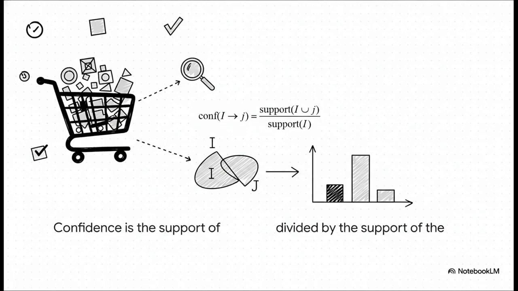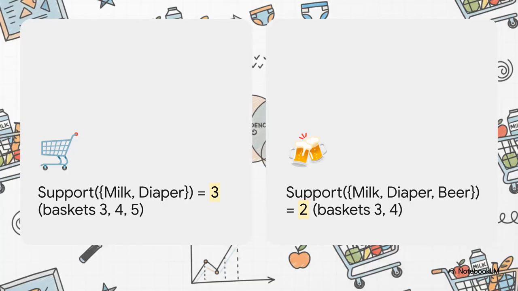It'll make perfect sense. Okay, let's figure out the confidence for the rule: if someone buys milk and diapers, then they will probably buy beer. First, we need the bottom part of that fraction, the support of just the if part, which is milk, diaper. Looking at our data, that combo appears in baskets 3, 4, and 5. So its support is 3.